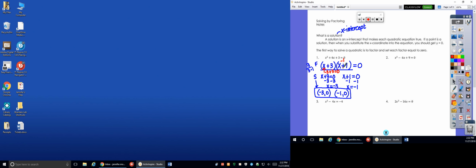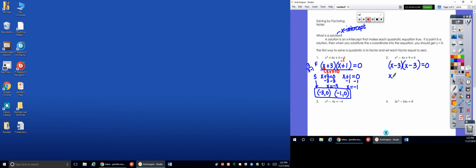Okay? Let's look at number 2. In number 2, again, we're trying to find 2 factors of 9 that add up to negative 6. Okay, so if I want positive 9, then I'm going to have to do negative 3 and negative 3, because negative 3 times negative 3 is 9, and negative 3 plus negative 3 is negative 6. Okay, so those are my 2 factors.